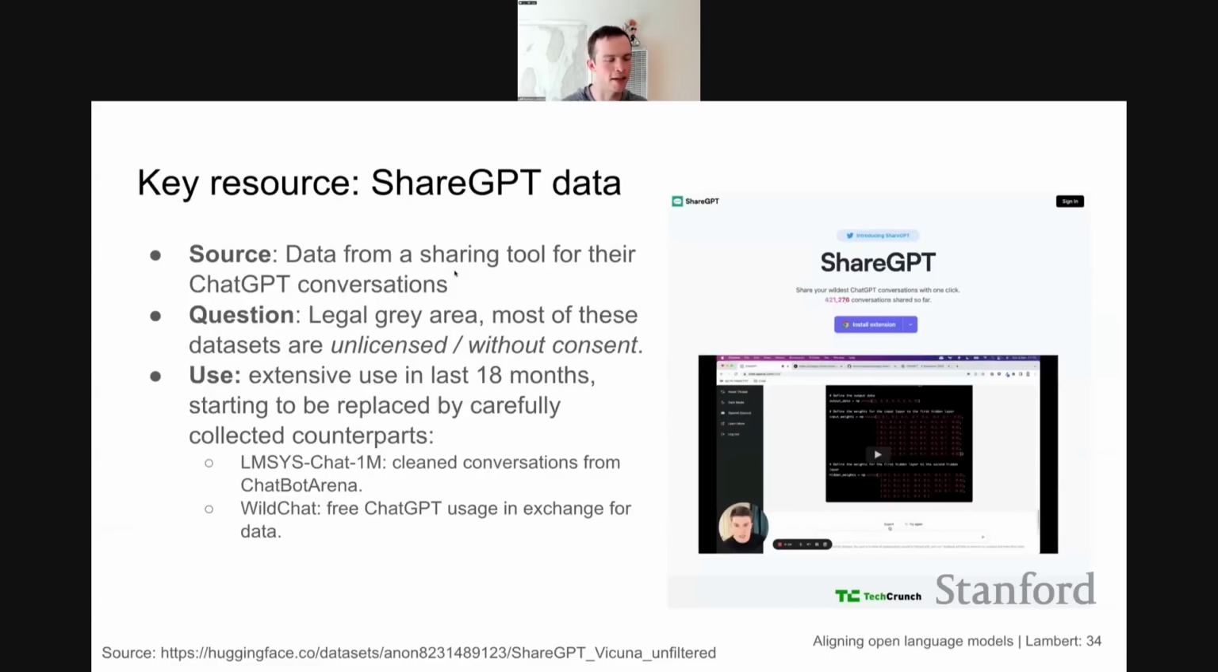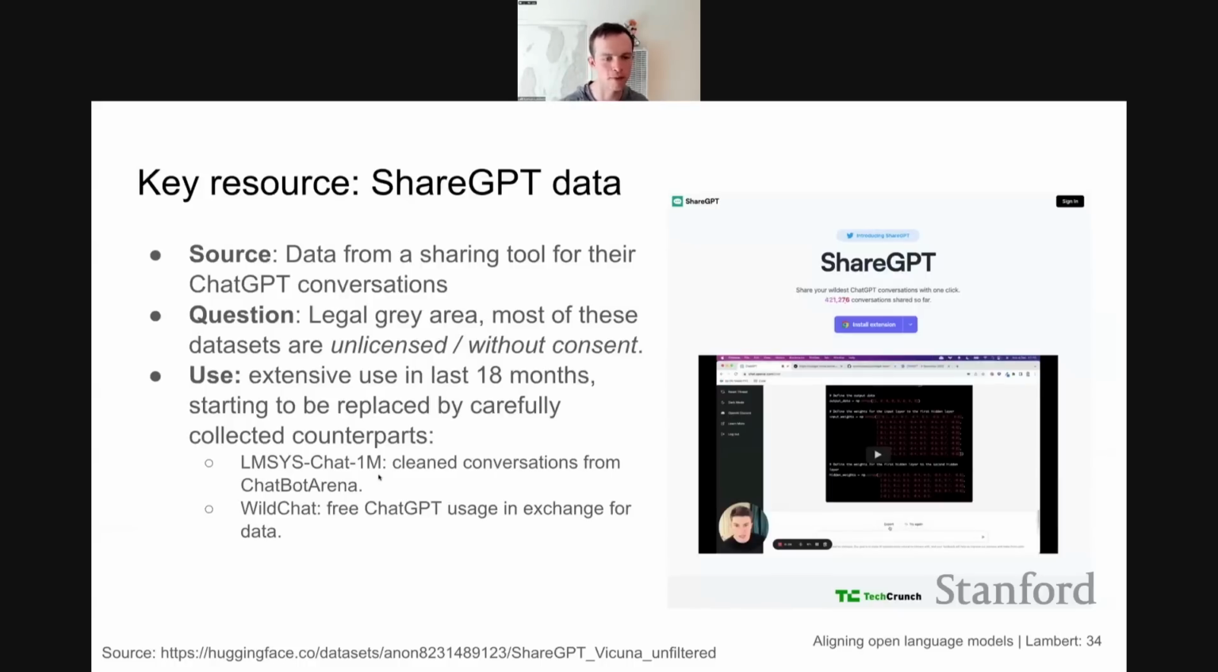It's only today, and in the last few months or six months for some of them, that we're getting data sets that could replace these. I mentioned LMSys Chat 1M, which is just a million conversations from Chatbot Arena, which took a lot of work to clean out personal information.